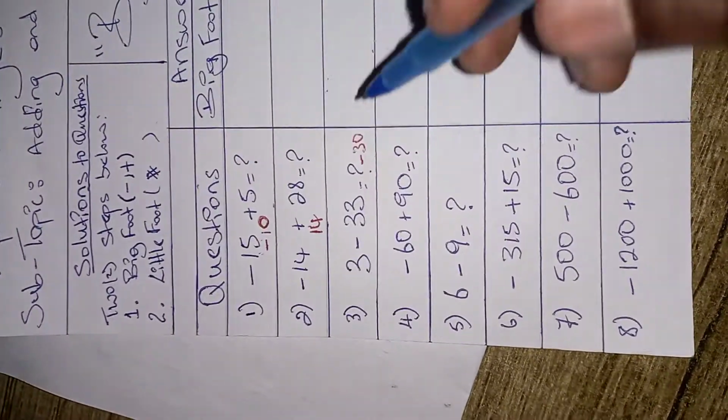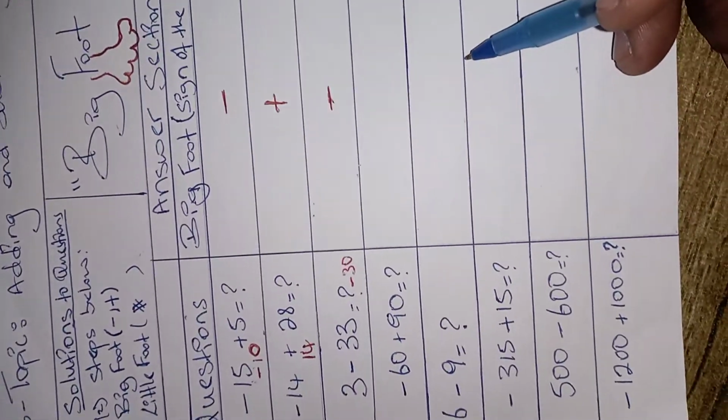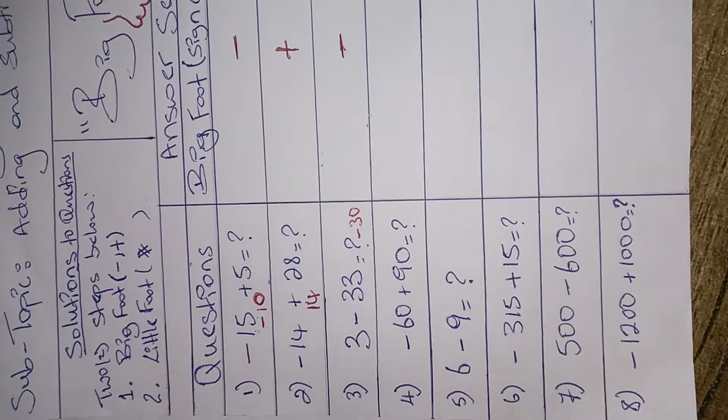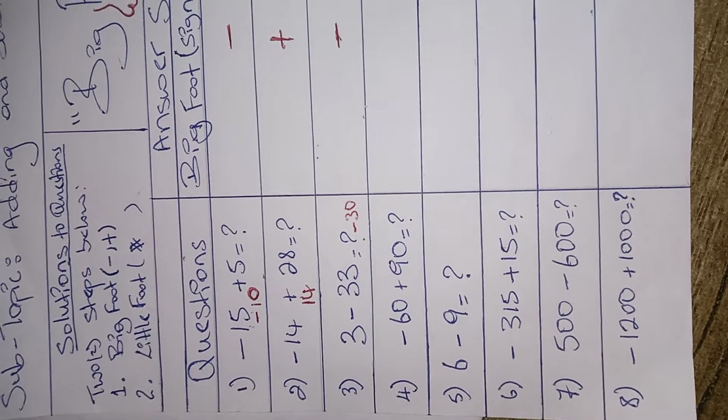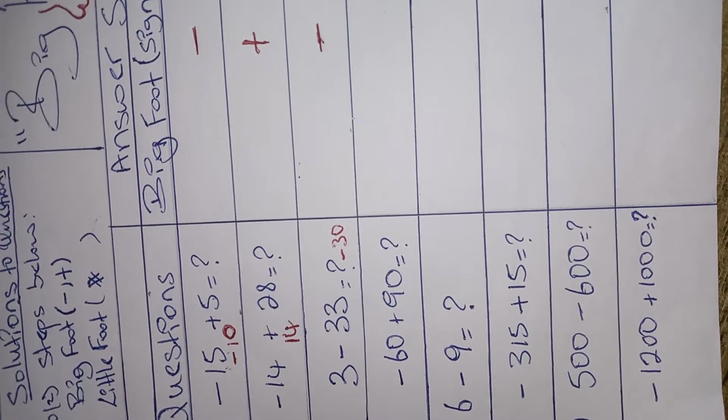So you see how easy? Now this one, try this on your own. What sign is the answer going to carry? That's the first question I want to ask. Now, which number tells you that? The number with the biggest foot. Which number has the biggest foot? 90. Alright, try that on your own.